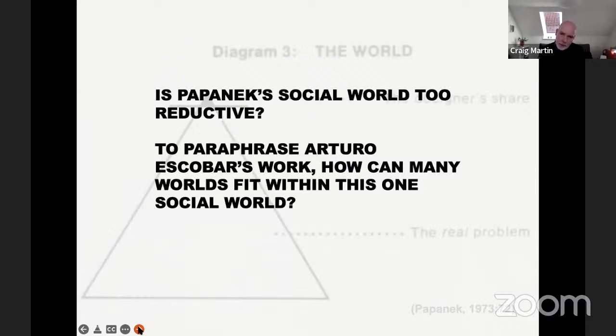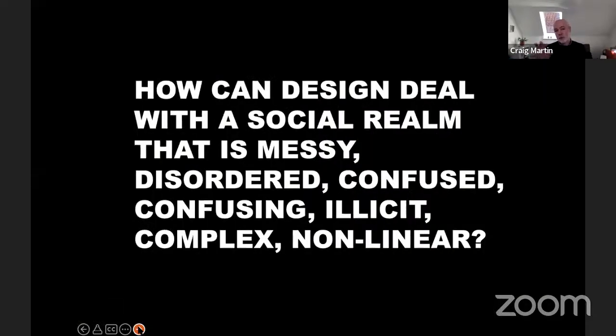And it also leads me to the second question here, and here I'm paraphrasing the work of Arturo Escobar, particularly his book Designs for the Pluriverse. In there he talks about this notion of pluriversality. So the question I have is really, how can many worlds fit within this one social world? Rather than just thinking there is a society out there, how as designers can we think about multiple social worlds, different types of social worlds that can encompass lots of other aspects? In that way, I have lots of questions more than answers. How can you as designers deal with a social realm, a society that is messy, i.e. it's not structured, it's disordered, it's confused, it's confusing.